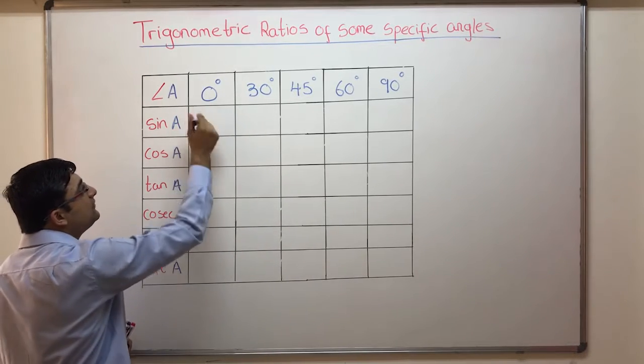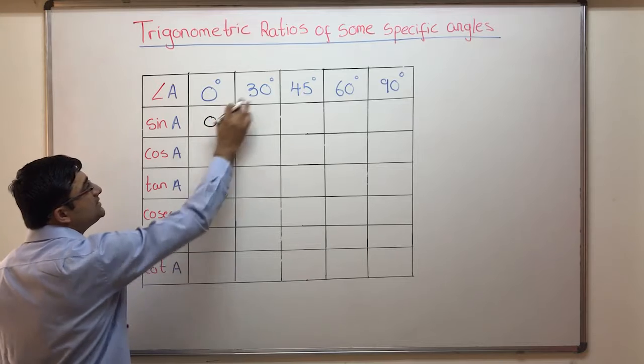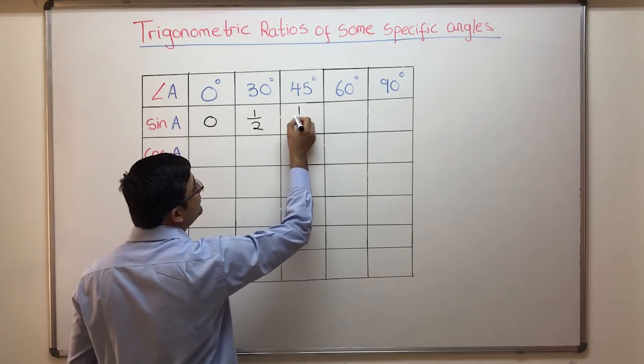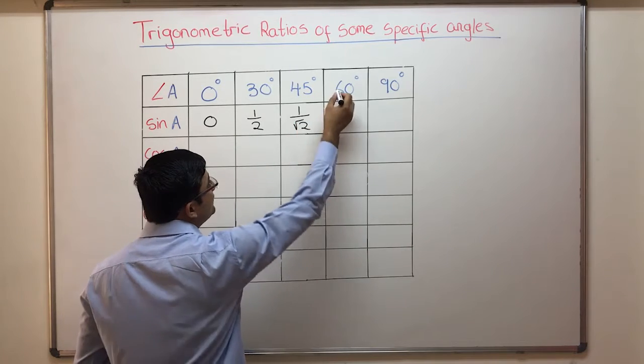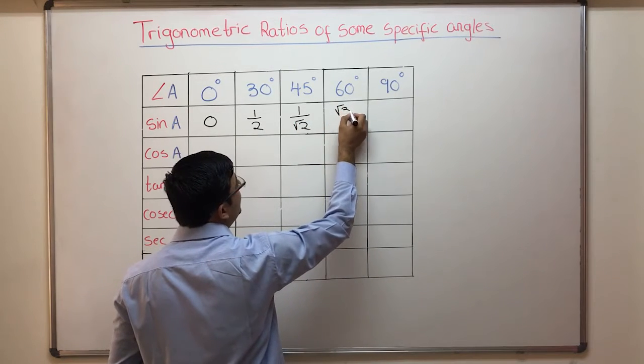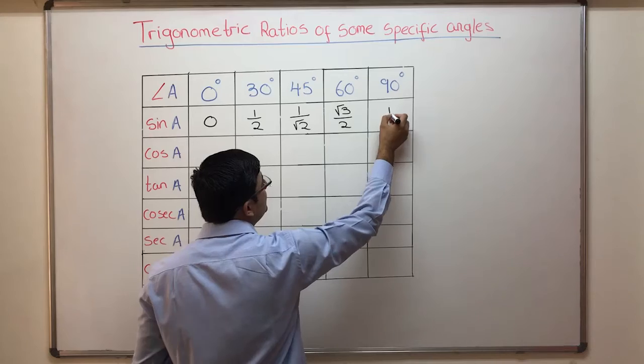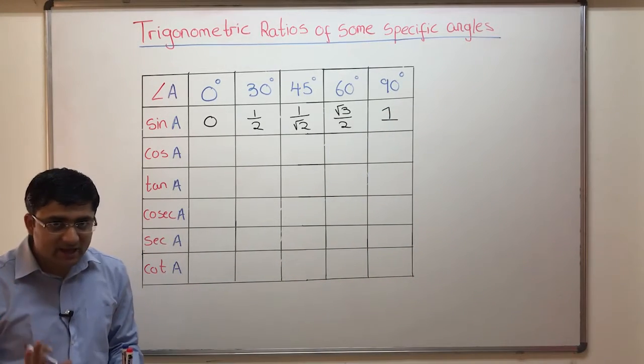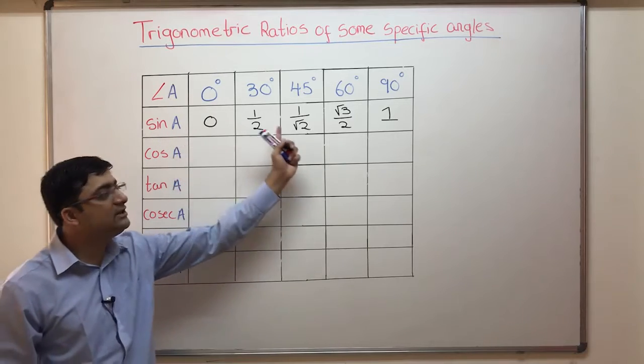So see, sine of 0 degrees is 0. Sine of 30 degrees is half. Sine of 45 degrees is 1 by root 2. Sine of 60 degrees is root 3 by 2. And sine of 90 degrees is 1. These are the only 5 values you have to remember. I repeat once again, you just have to remember these values of sine.